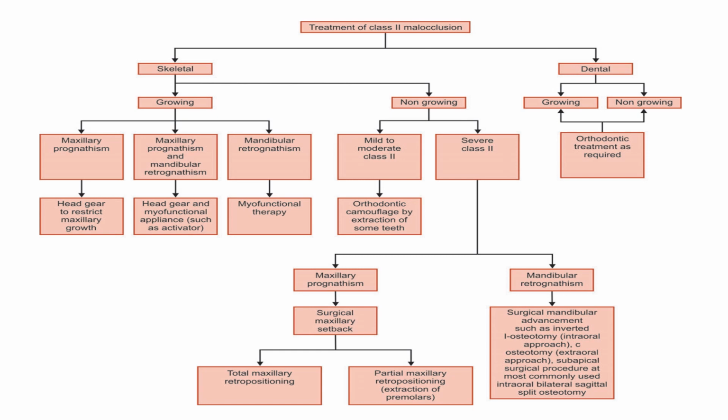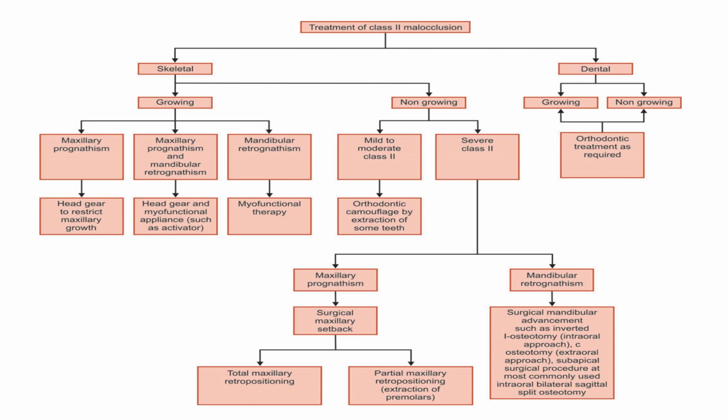In a patient that is growing, we can use either myofunctional appliances or headgear, or a combination of both, depending on where the skeletal problem is, whether it's in the maxilla, in the mandible, or in both. Now, in a non-growing patient, if it is a mild to moderate class 2, then it can be treated by orthodontic camouflage by extraction of teeth.